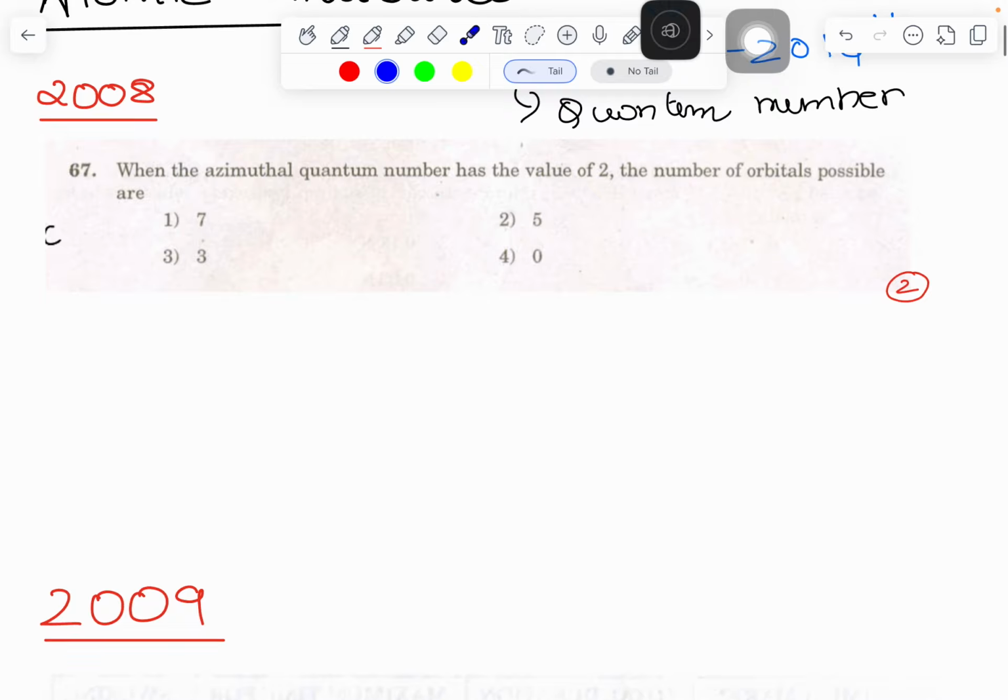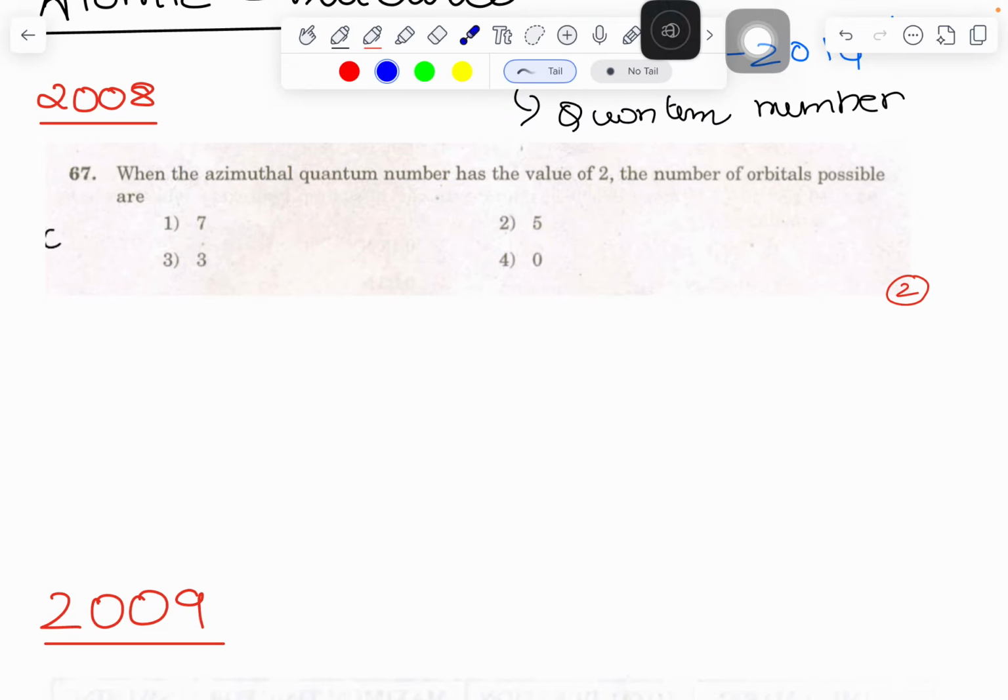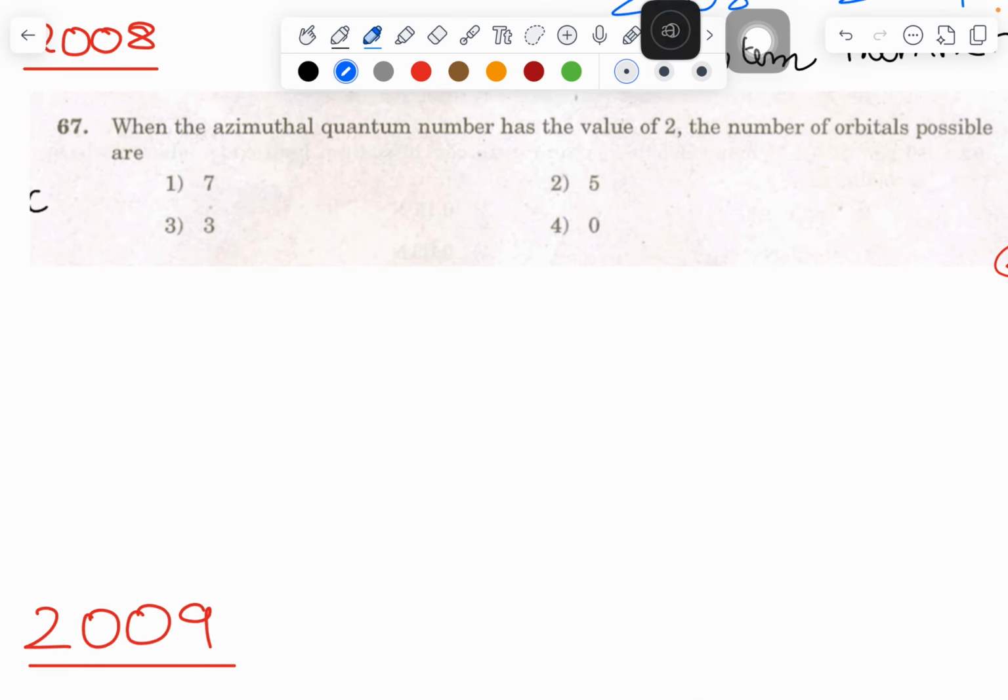2008. So the first question is, when the azimuthal quantum number has the value 2, the number of orbitals possible. Before that, let's see what a quantum number is.